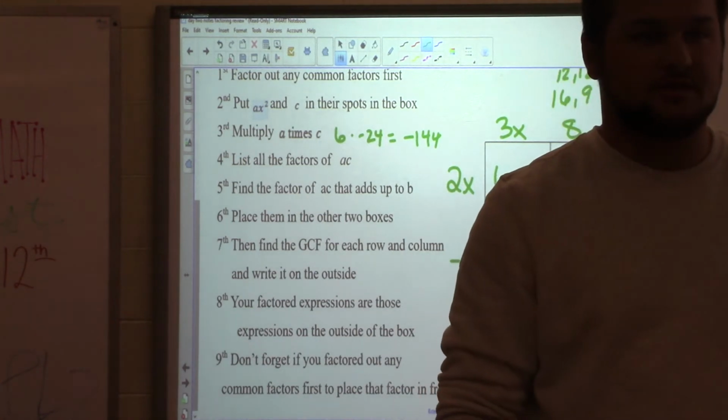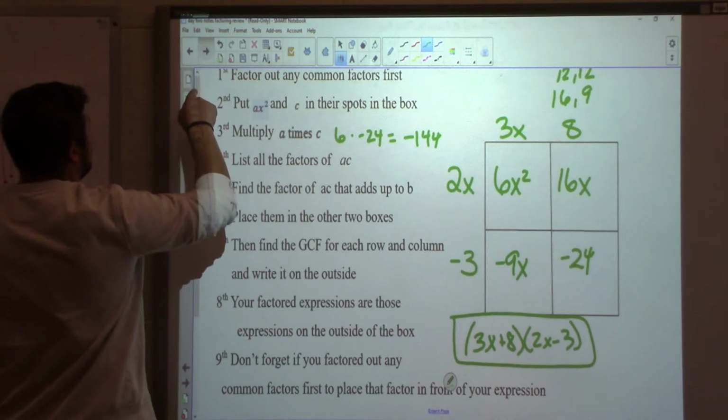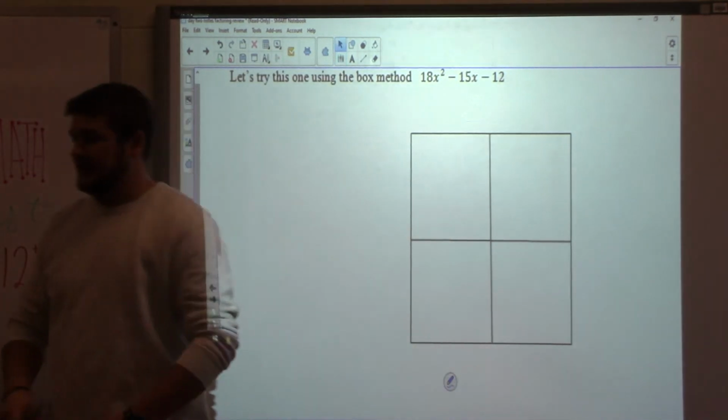Okay? Any questions? Okay, let's try one more of those. One more box method. I know we have a bunch of them on there, but if we don't keep moving, we're not going to finish.